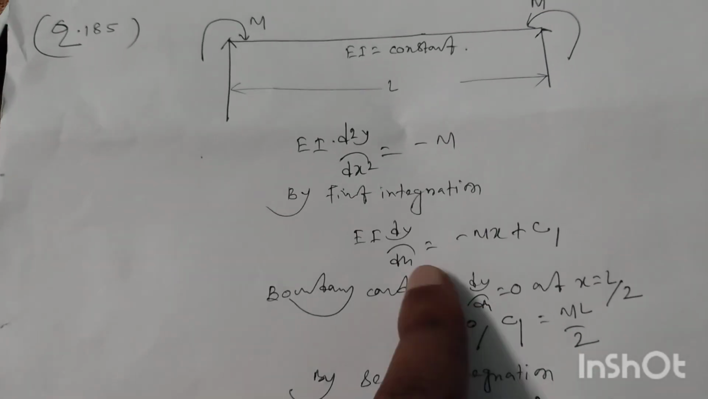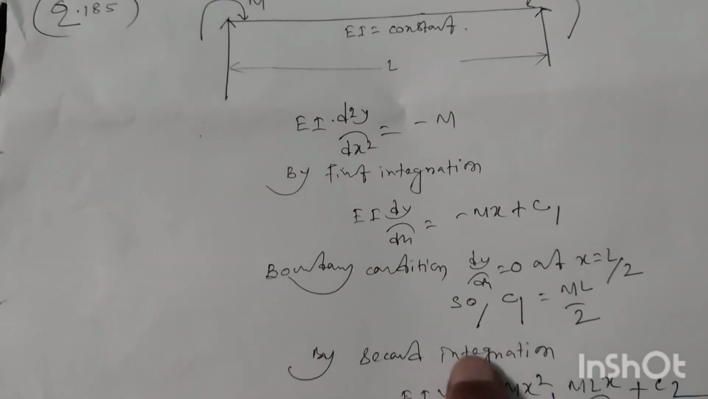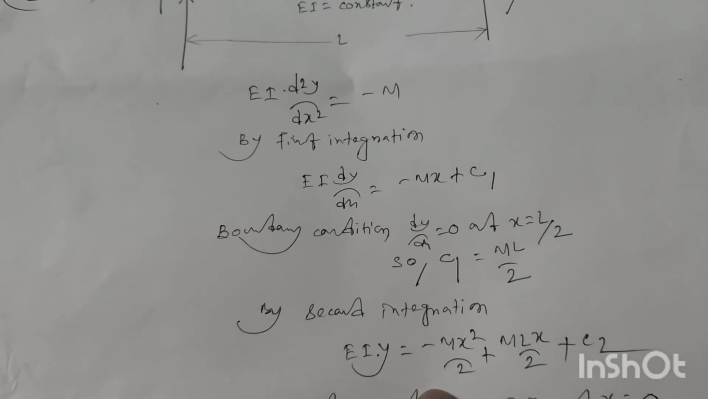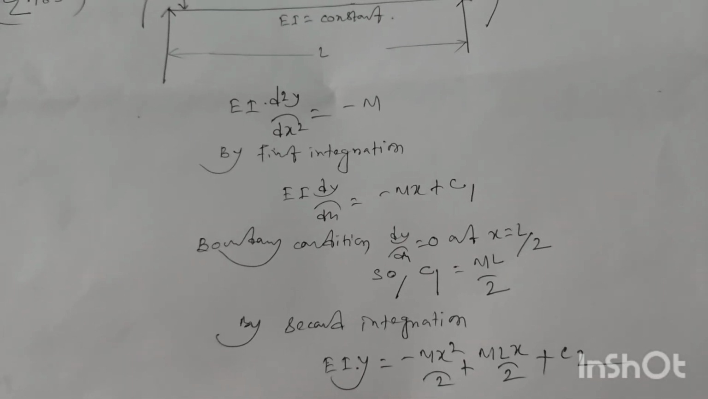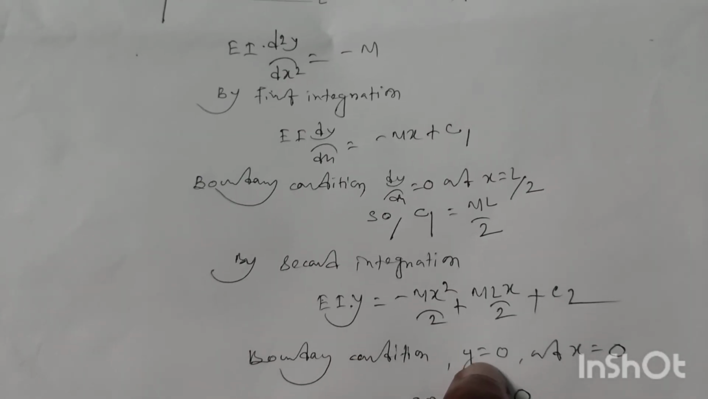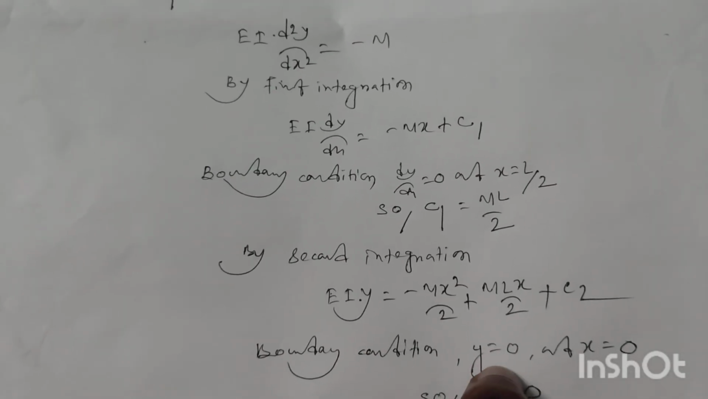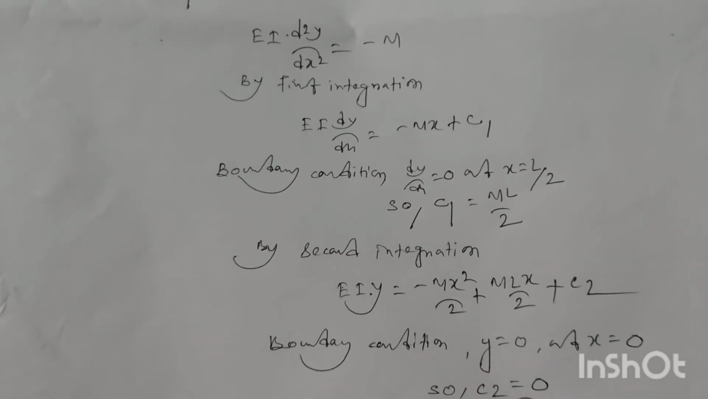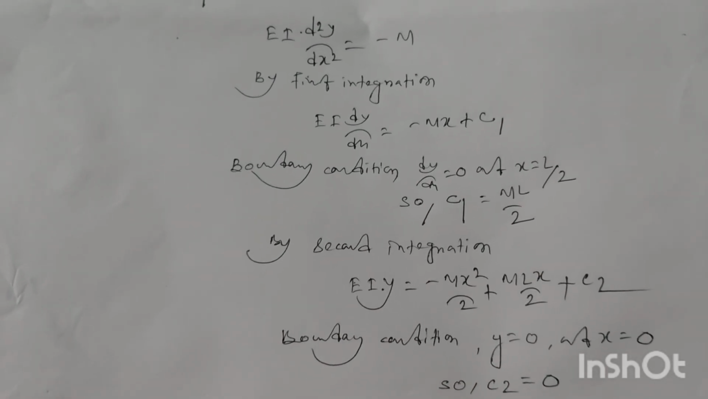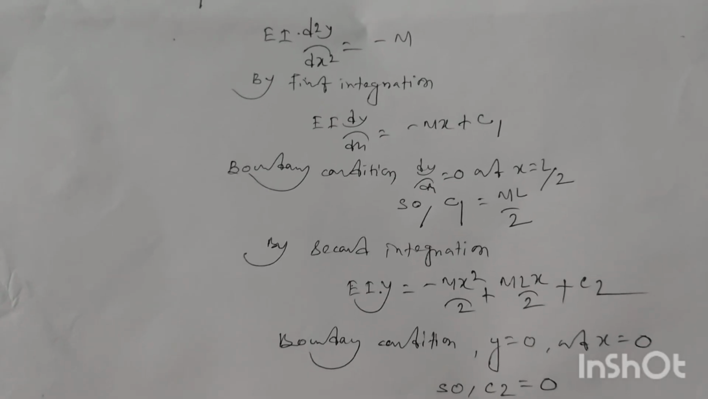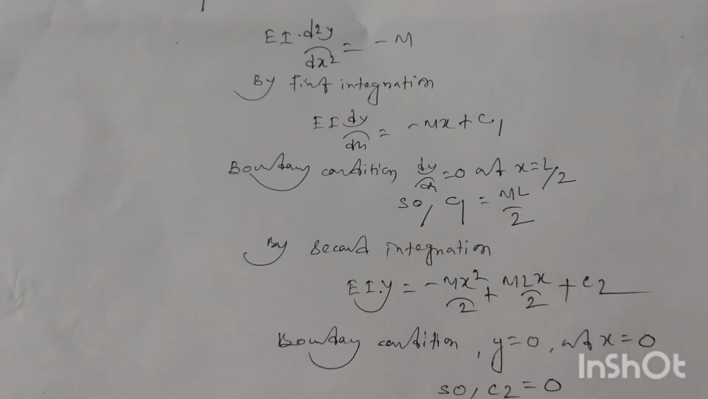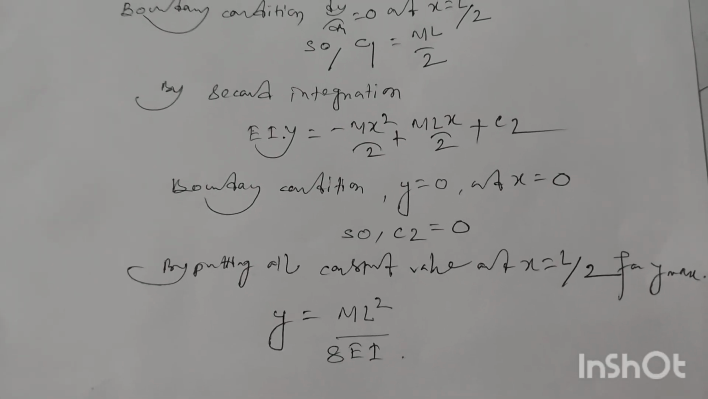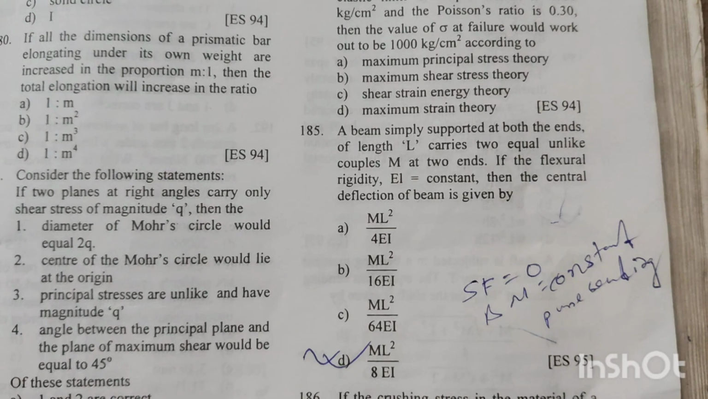Next, after the second integration of this equation, the equation will become EI into y equal to minus Mx square by 2 plus MLx by 2 plus c2. Here the boundary condition is at x equal to 0, the deflection will be equal to 0. So the value c2 will be equal to 0. Now after putting c1 value, c2 value and x equal to L by 2, because at L by 2 there will be maximum deflection, it will be equal to ML square by 8 EI. Option D is right answer.